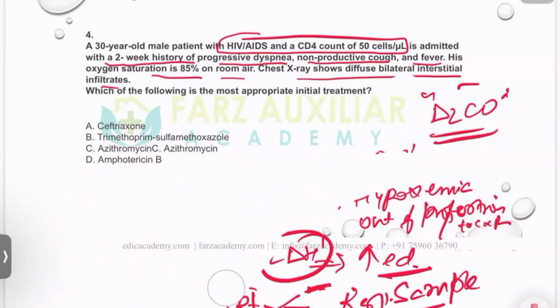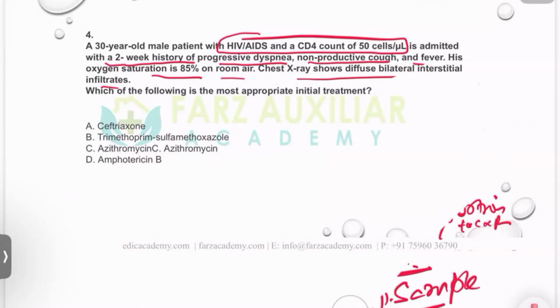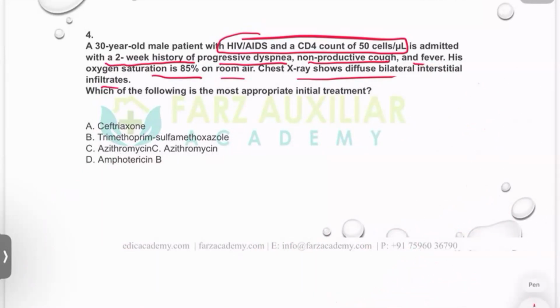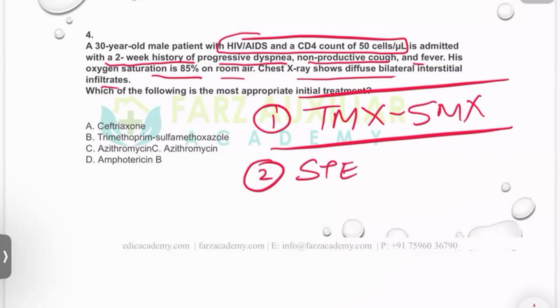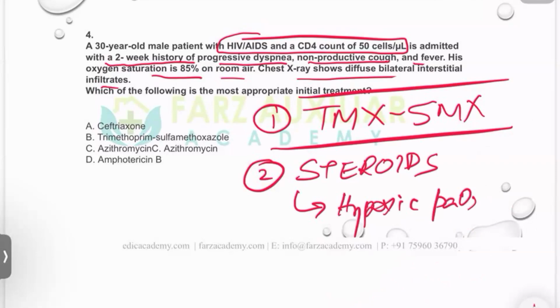How do you treat? Antibiotics and steroids. Trimethoprim and sulfamethoxazole. So the trimethoprim-sulfamethoxazole combination is the drug of choice. Okay. And second, somebody said very correctly, steroids. So wherever the PO2 levels are less than 70, you will start the patient on steroids.